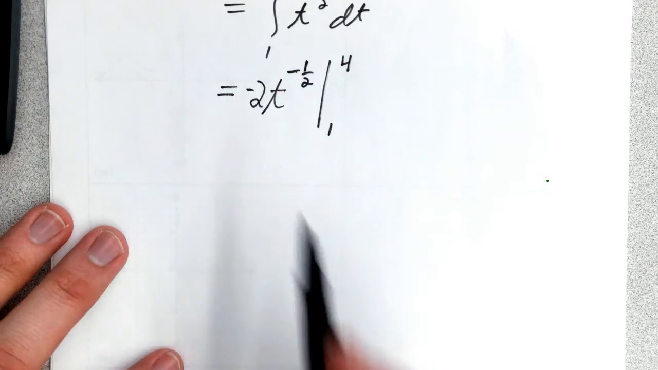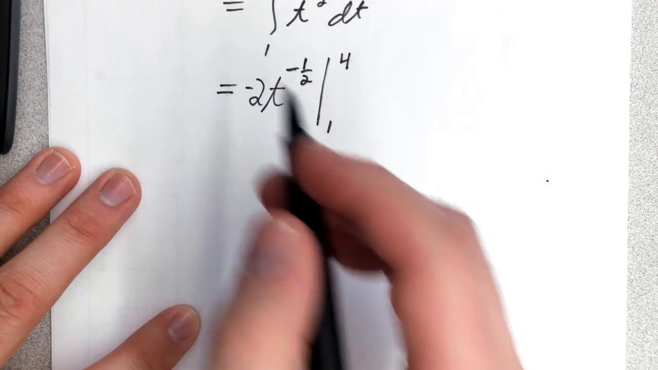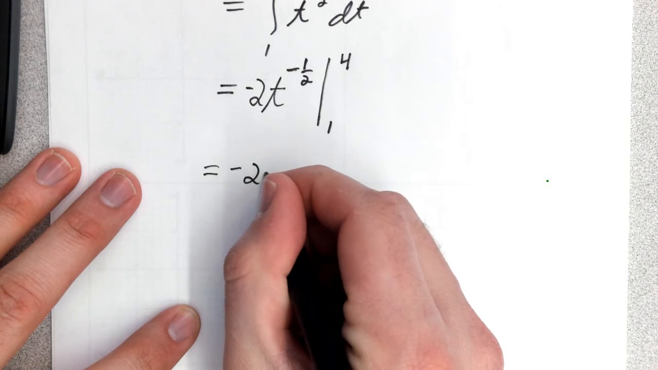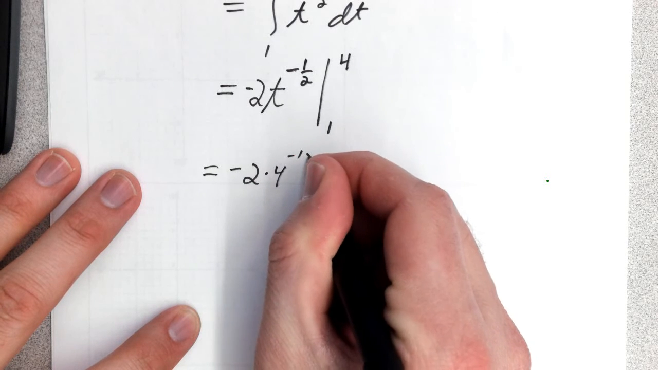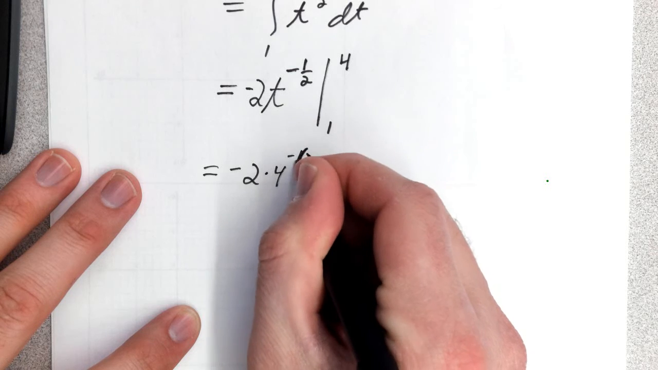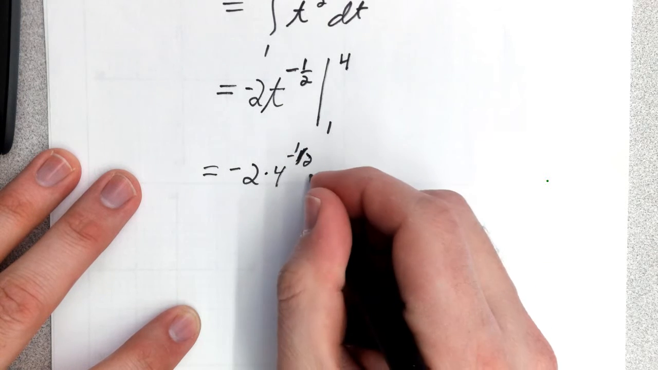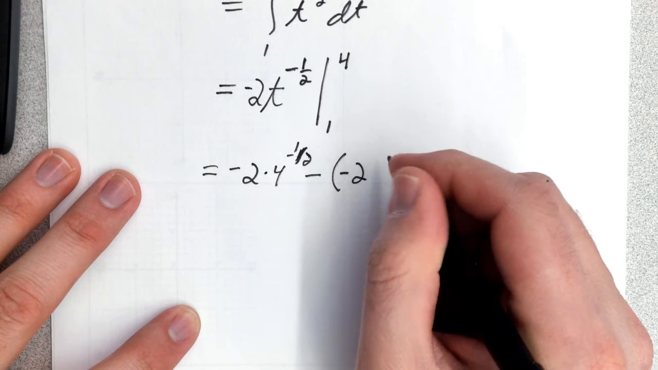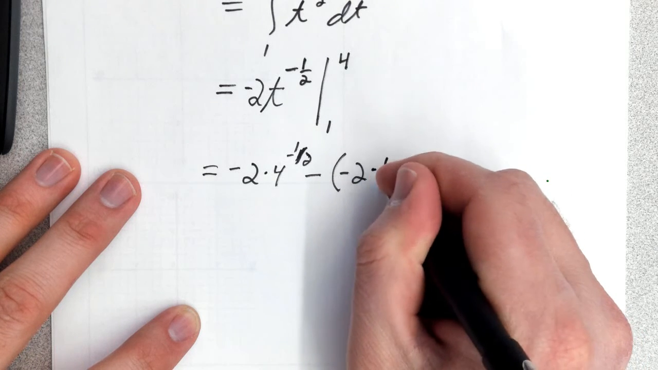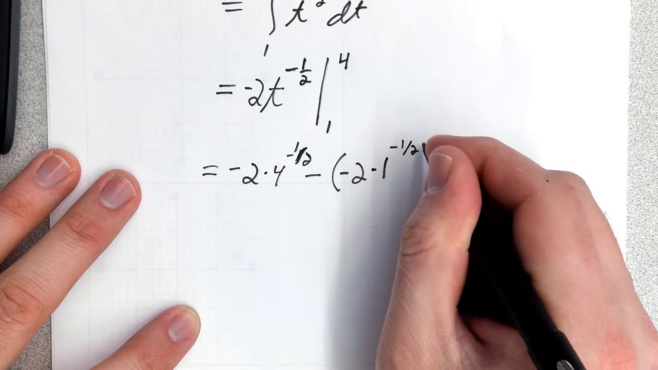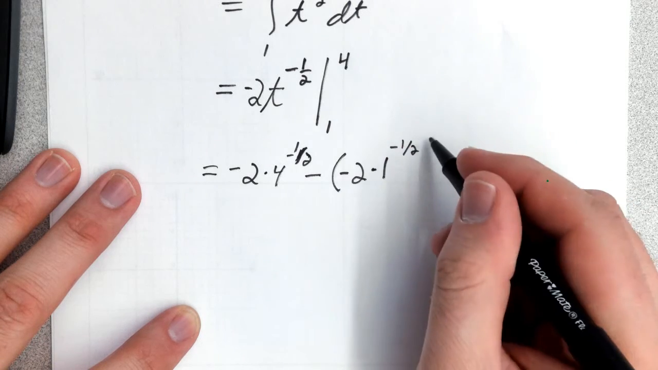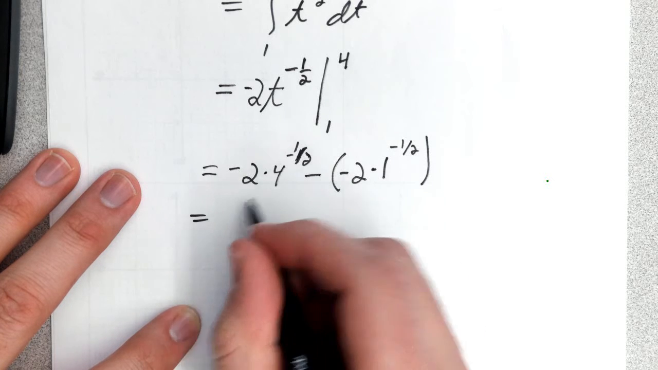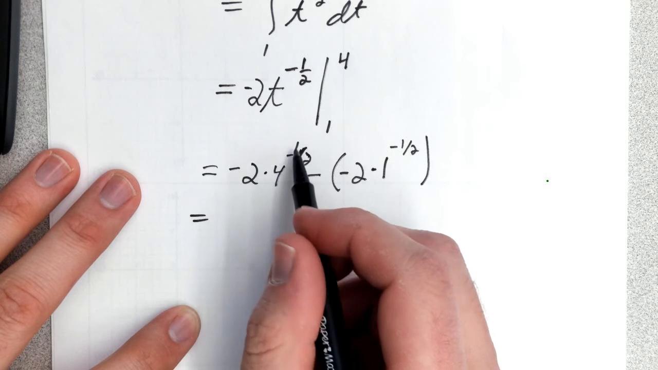All right, so then we can just finish this out by plugging everything in and simplifying. So I'm going to have negative 2 times 4 to the negative 1/2, minus negative 2, so careful here, negative 2 times 1 to the negative 1/2. I think that's it.